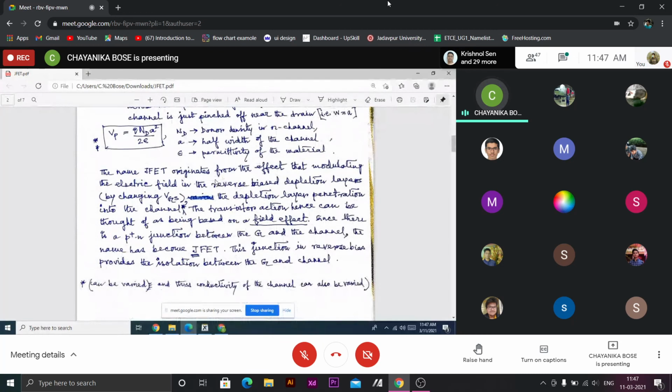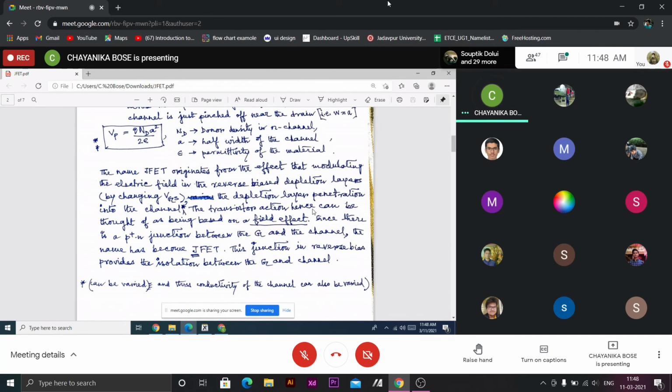But we assume always that the name junction FET originates from the effect of modulating the electric field in the reverse bias depletion layers. That means by changing VGS, we can control this extension of the depletion region. The depletion layer penetration into the channel can be varied, and thus the conductivity of the channel can also be varied. So the transistor action hence can be thought of as being based on a field effect, the gate transverse field.